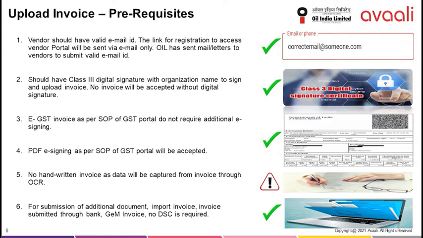In case you're not sure or you want to update your latest email ID in OIL's SAP system, please send an email to erp_mm@oilindia.in. I will repeat, erp_mm@oilindia.in, to just change your email ID from your already registered email ID. Most probably, whatever email in which you got your invitation for this training session will be your registered email ID. OIL also has already sent emails and letters to vendors to submit their valid email ID.